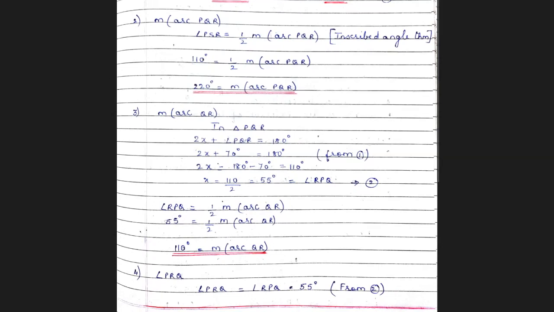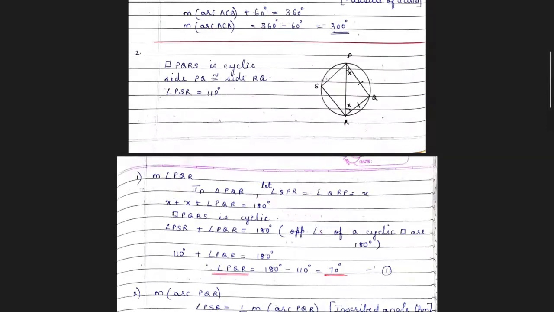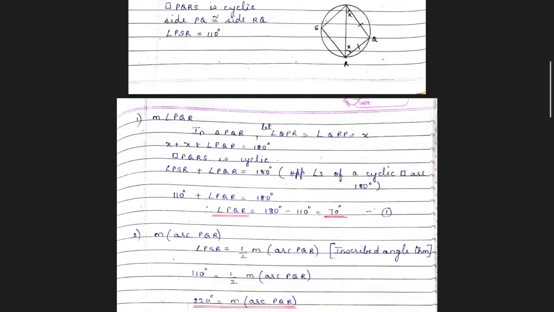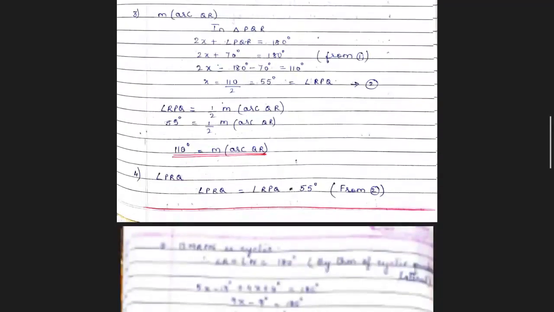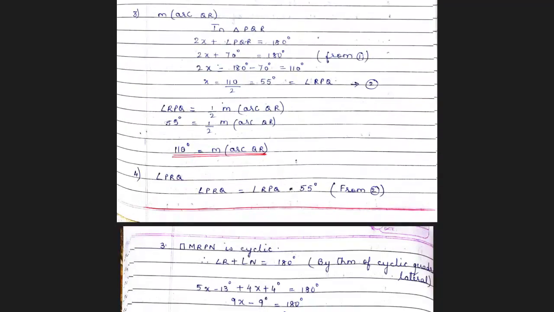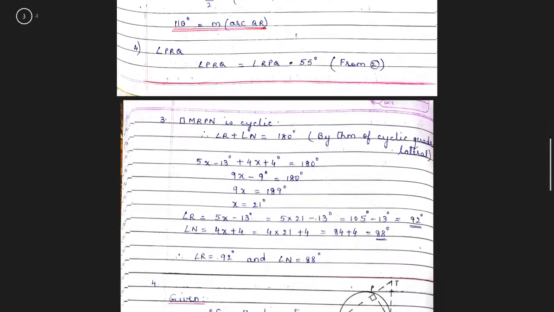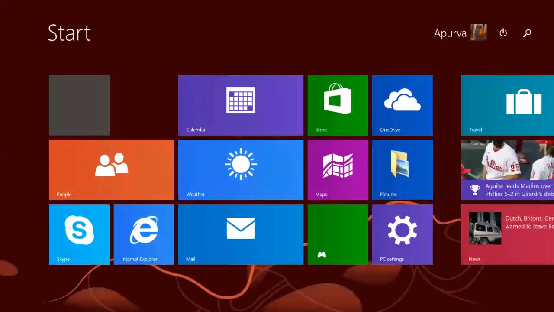Okay. Now angle RPQ is half measure of the arc QR by inscribed angle theorem. So 55 degrees is half measure of arc QR and cross multiplying it, you get measure of arc QR is 110 degrees. The fourth question is angle PRQ. We know it is equal to angle RPQ from point 2 and therefore your answer is 55 degrees. Okay. So with that we finish question number 2.